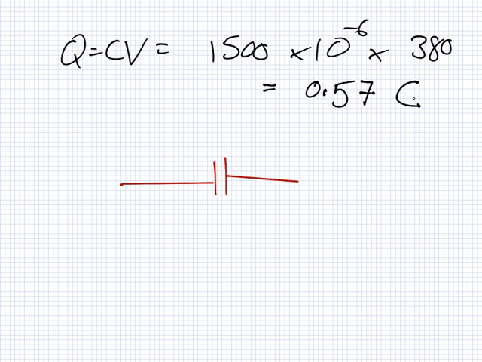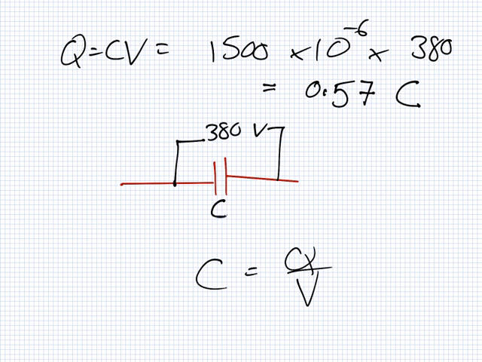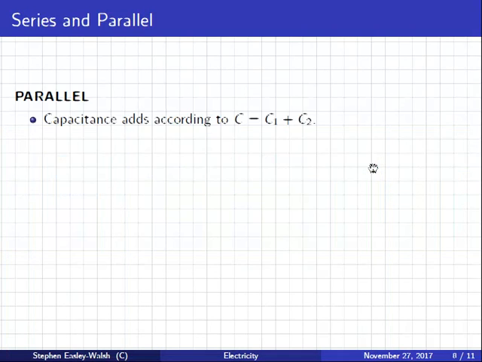Simple little formula here. C equals Q over V. So here the voltage was 380 volts and the capacitance here is 1500 microfarads. So the charge it can hold here is 0.57 coulombs. Happy with that? Okay.